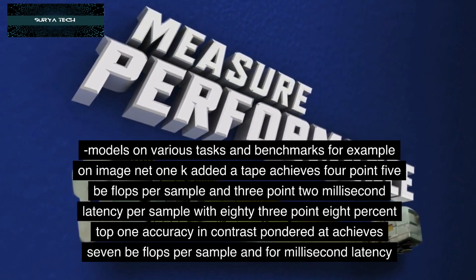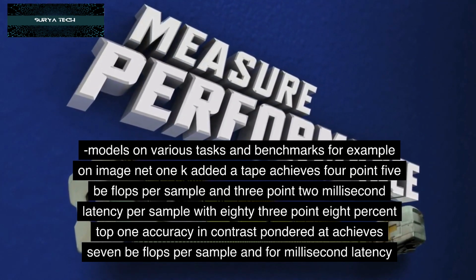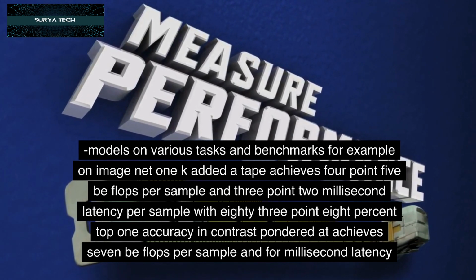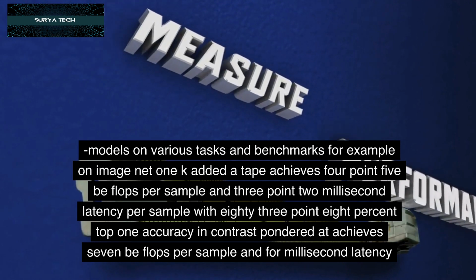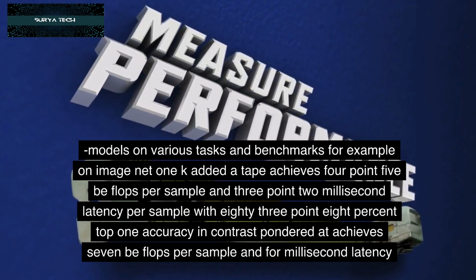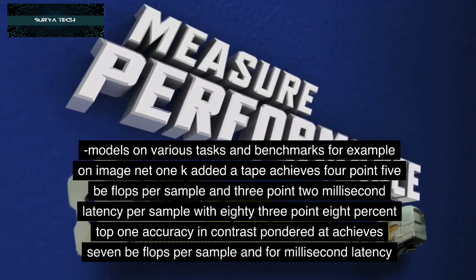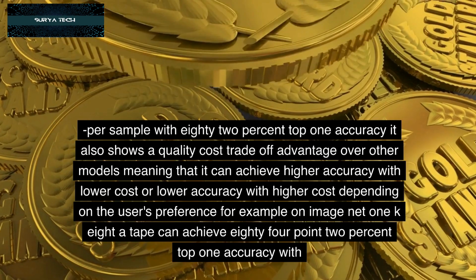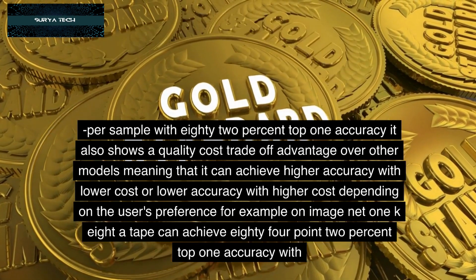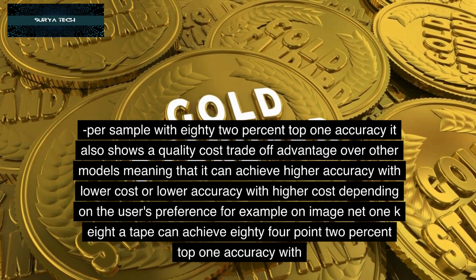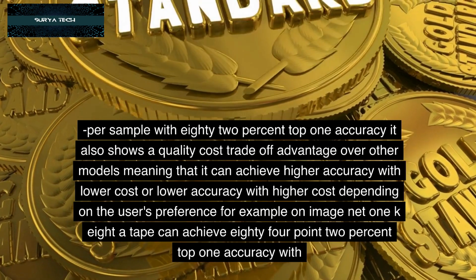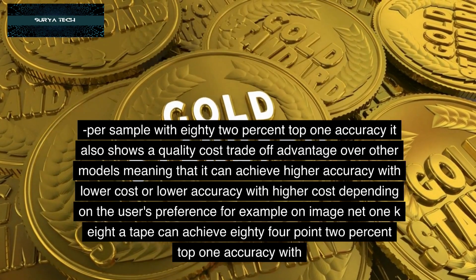For example, on ImageNet 1K, AdaTape achieves 4.5 GFLOPs per sample and 3.2 millisecond latency per sample with 83.8% top 1 accuracy. In contrast, PonderViT achieves 7 GFLOPs per sample and 4 millisecond latency per sample with 82% top 1 accuracy. It also shows a quality-cost trade-off advantage over other models, meaning that it can achieve higher accuracy with lower cost or lower accuracy with higher cost depending on the user's preference.